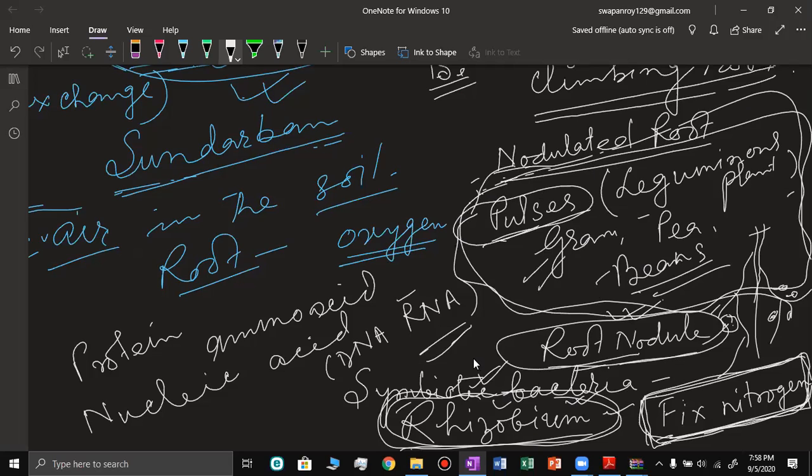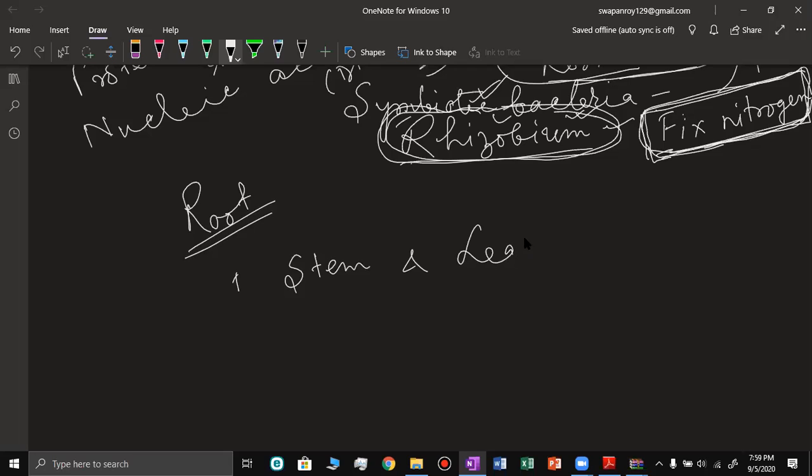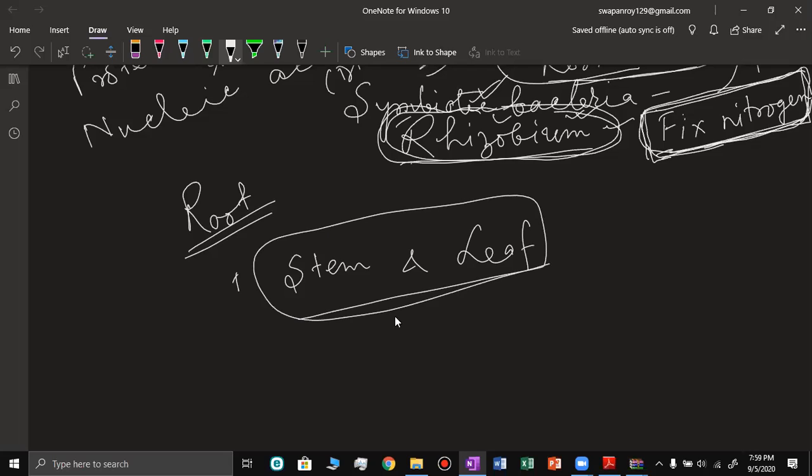This is all about the root today. In the next class, we will start the stem and leaf, their structure, modification and function. This will be taken in the next class. When the class will be taken, you will be informed from the institute. All right, for my class.